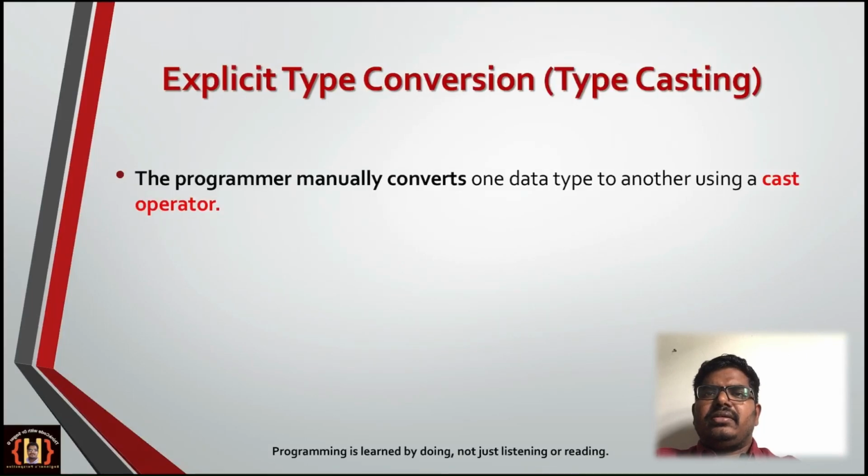Let's see explicit type conversion. We also call this typecasting. Explicit type conversion and typecasting refer to the same thing. Here, instead of the compiler automatically converting, the programmer manually converts one data type to another data type using a casting operator. I'll tell you what a casting operator is while we execute a demo program.